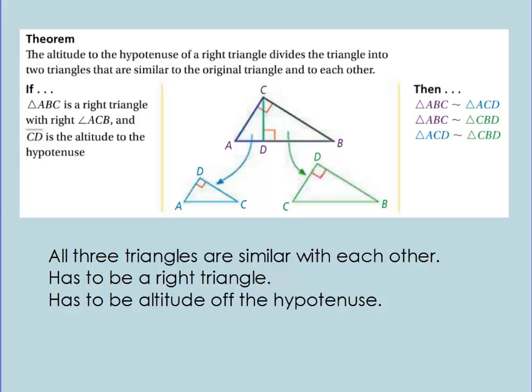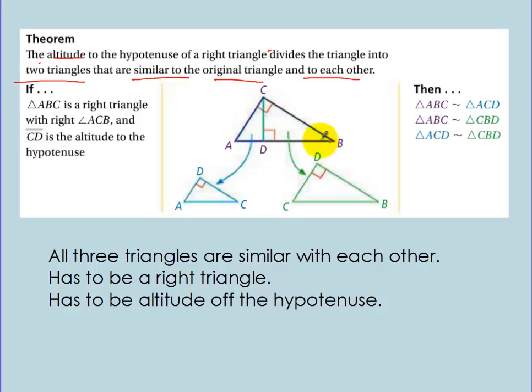Alright, so we got a theorem here. The altitude to the hypotenuse of a right triangle divides the triangle into two triangles that are similar to the original triangle and to each other. So here's that word altitude again. The altitude is a line going from a vertex to the base of any triangle. So we're talking about specific altitudes from the hypotenuse of the right triangle. So it's dividing it into three triangles.